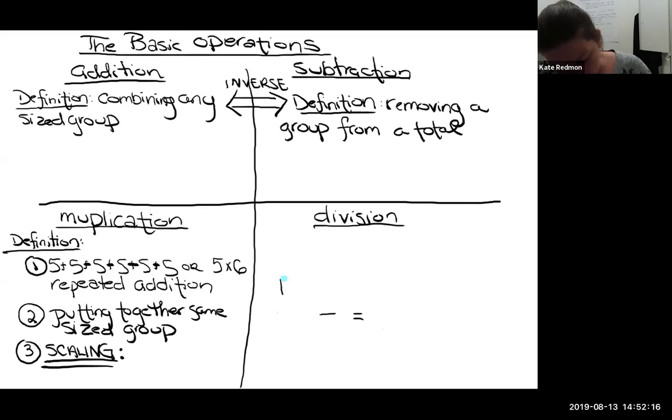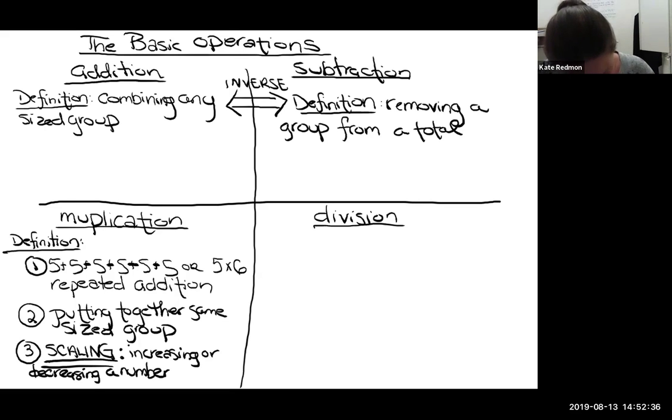Yep. So I'll just write it in mathematical terms. I'm talking about increasing or decreasing the size of a number by a scale factor, and it could be, again, a larger factor or a smaller factor. Okay, so those are my definitions for multiplication.